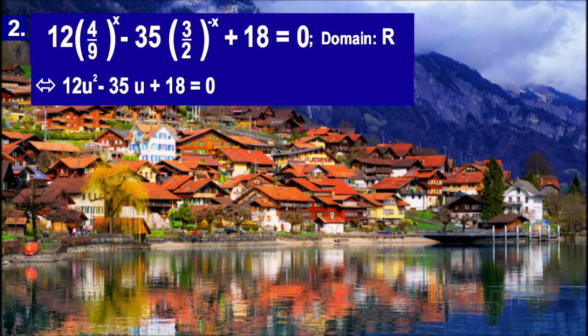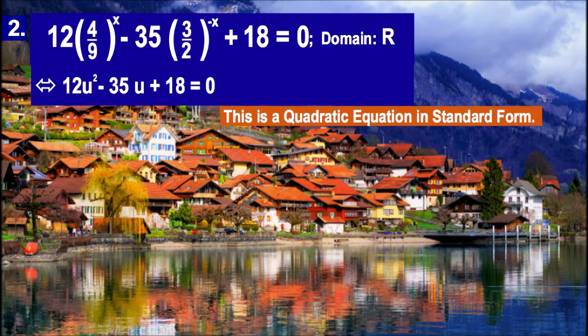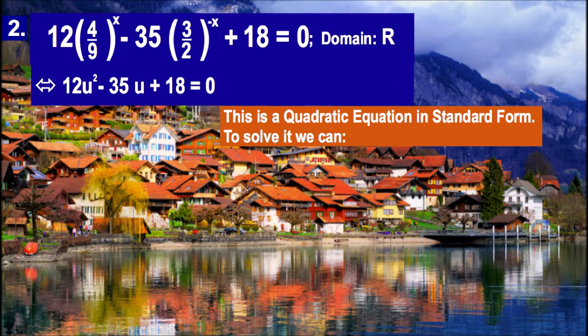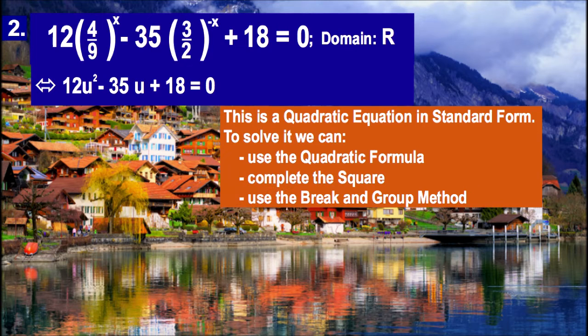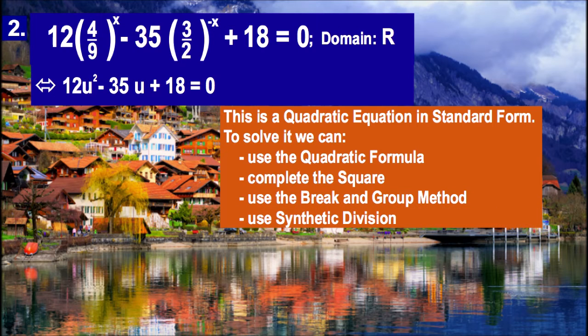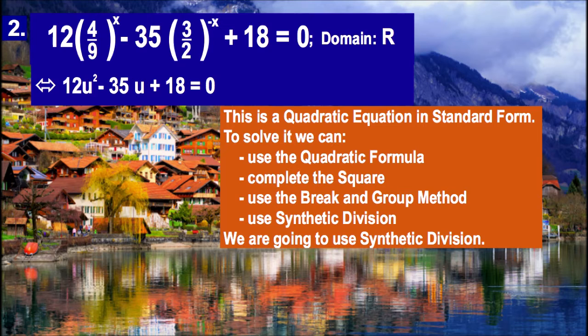So this results in the equivalent statement 12u squared minus 35u plus 18 equals 0. And this is a quadratic equation in standard form. So to solve it, we can use the quadratic formula, complete the square, or use the break and group method. And we can't forget about synthetic division. In this case, we are going to use synthetic division.